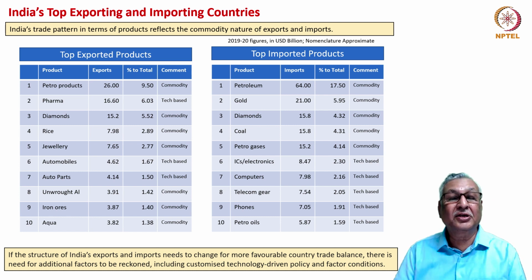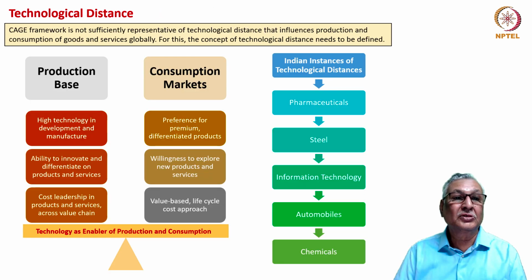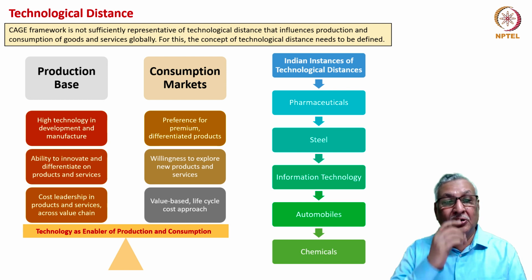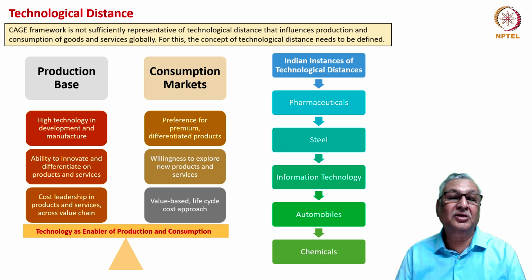So this is the kind of analysis which countries and companies have to do to ensure that the globalization is on the right lines and is productive and helpful to wealth creation in the nation. So let's look at technological distance, also a factor. That's because the CAGE framework, in my opinion, is not sufficiently representative of technological distance that could influence production and consumption of goods and services globally.